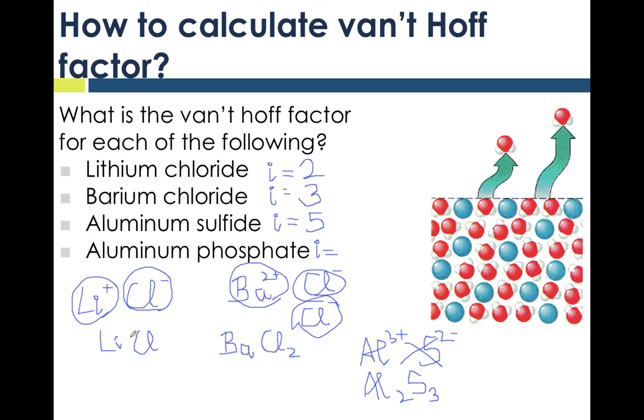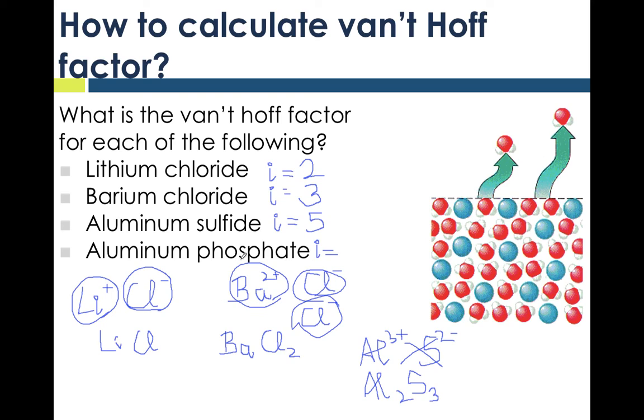You can do that with any formula, like lithium chloride. I have 1 lithium, 1 chlorine, 1 plus 1 is 2, so my Van 't Hoff factor is 2. Barium chloride, I have 1 barium, I have 2 chlorides, 1 plus 2 is 3. And for aluminum sulfide, I have 2 aluminums, I have 3 sulfides, 2 plus 3 is 5.